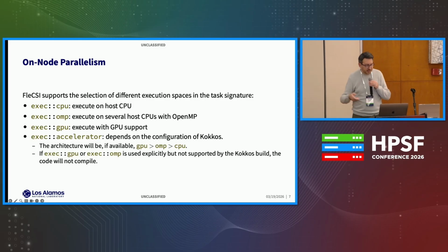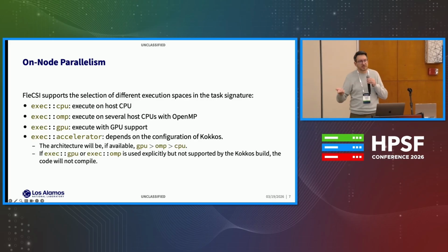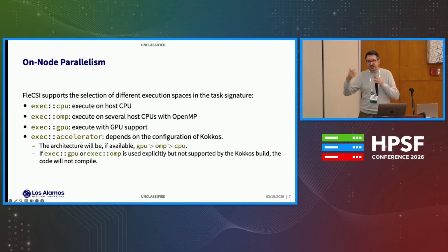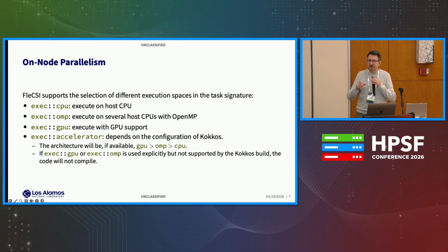Exec accelerator is kind of special because it is dynamic. It depends on how your Kokkos was configured. So if you have a GPU available, it selects that. Otherwise, it falls back to OpenMP, and then finally it falls back to CPU. Since it's a compile time framework, if you specify tasks that explicitly ask for OpenMP or GPU, and your Kokkos doesn't have that support built in, you will have a compilation error.